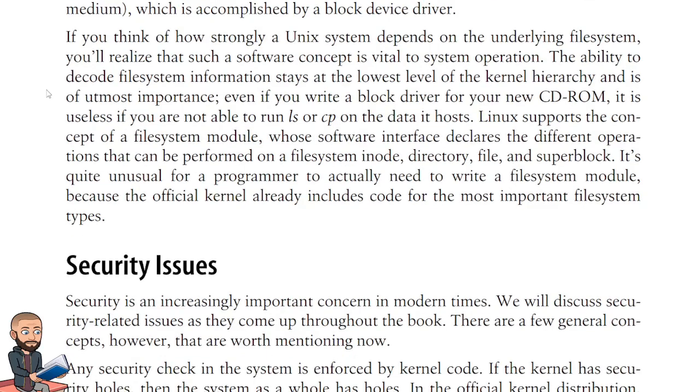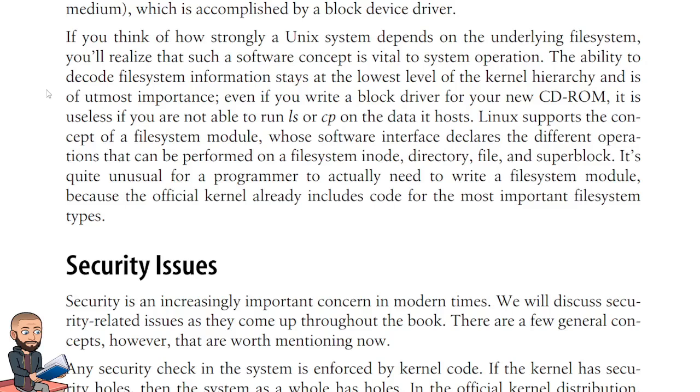So if you think of how strongly a Unix system depends on the underlying file system, you'll realize that such a software concept is vital to system operation. The ability to decode file system information stays at the lowest level of the kernel hierarchy and is of utmost importance.